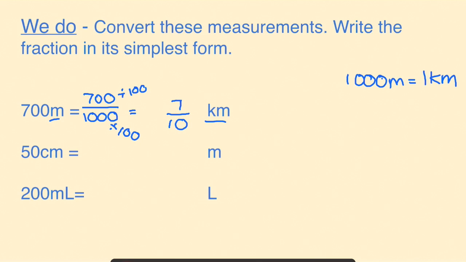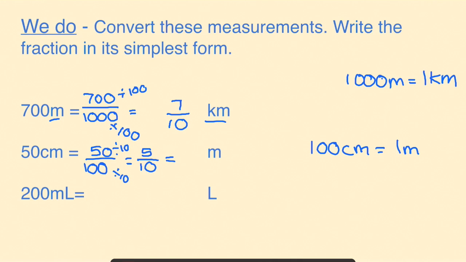Similarly, I know that 100 centimeters makes up 1 meter. So I can think about 50 centimeters being 50 centimeters of a possible 100 centimeters in 1 meter. You might be able to start to see an equivalent fraction family here. I can simplify it down by dividing each of those by 10. And then looking at 5/10 and saying, well, that's half a meter.